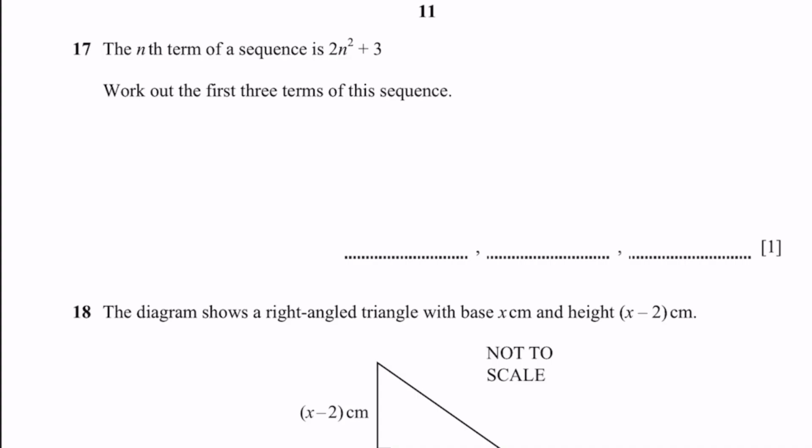Question 17. The nth term of a sequence is 2n squared plus 3. Work out the first 3 terms of the sequence. So you can write the first term, second term, third term.